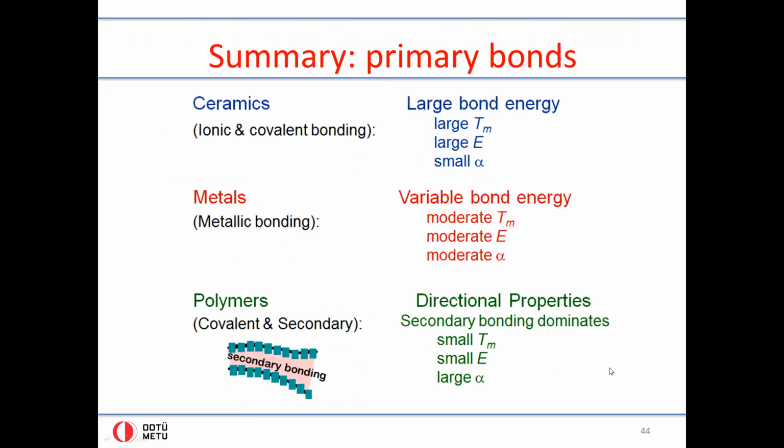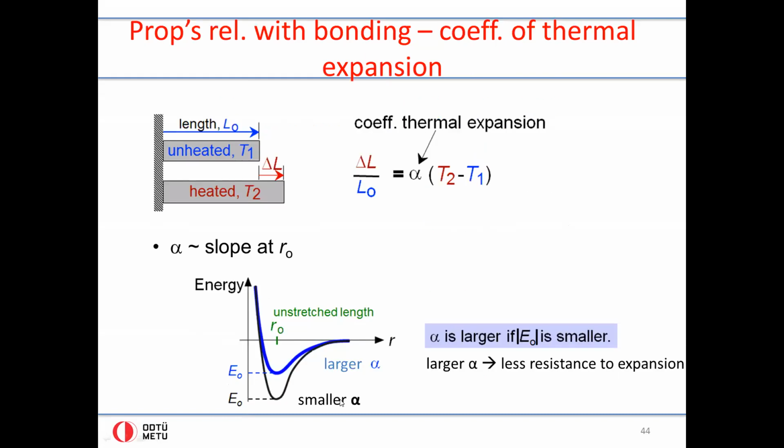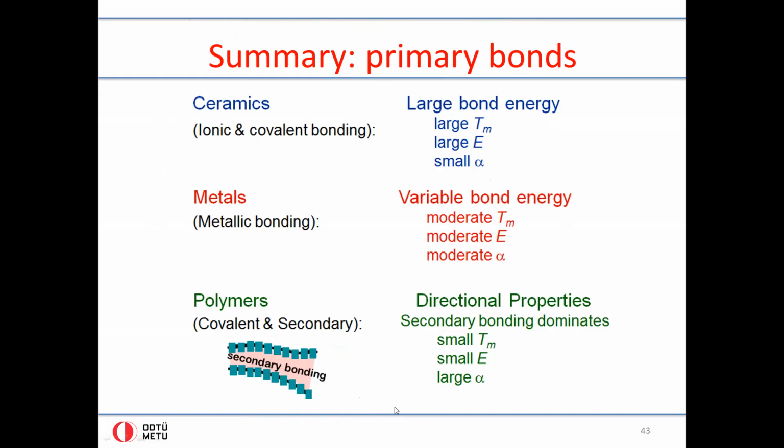So to summarize the primary bonds, we see again that we have ceramics, metals, and polymers. And ceramics have large melting points, large E values, here E being the bond energy, and small alpha values, thermal expansion coefficients.